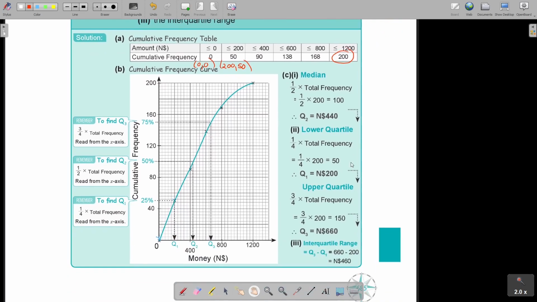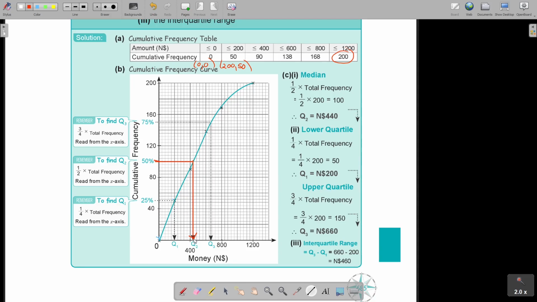So I must get to 100. So if I look at 100, I'm just going to read it down. Do you see? There is 100, the frequency. So then don't forget that you must do it like that. You must draw across and where it cuts, it's not the answer. The median is where you read down here on this money axis.